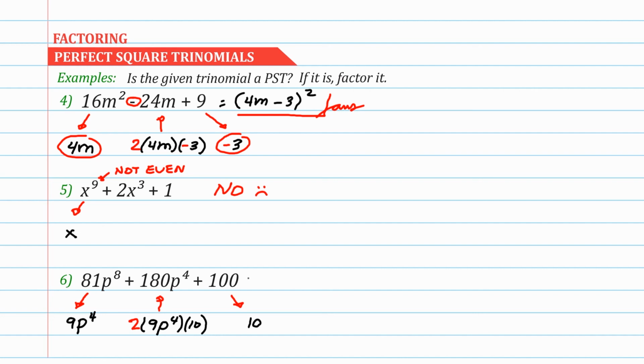It's a PST. Therefore, we can use these two. Yan ang practical yung sagot. It's equal to 9p to the 4th plus 10. Don't forget, squared. Again, you can use FOIL to check your answers.